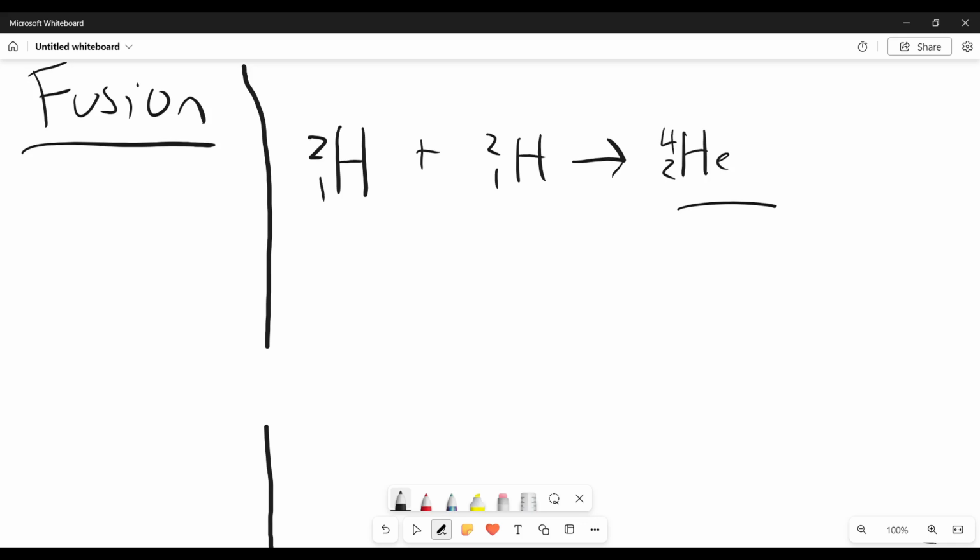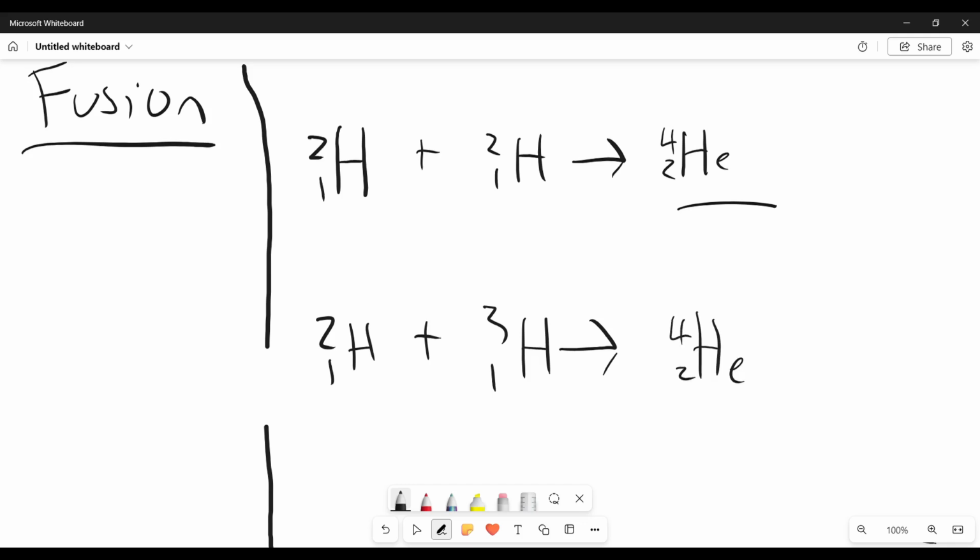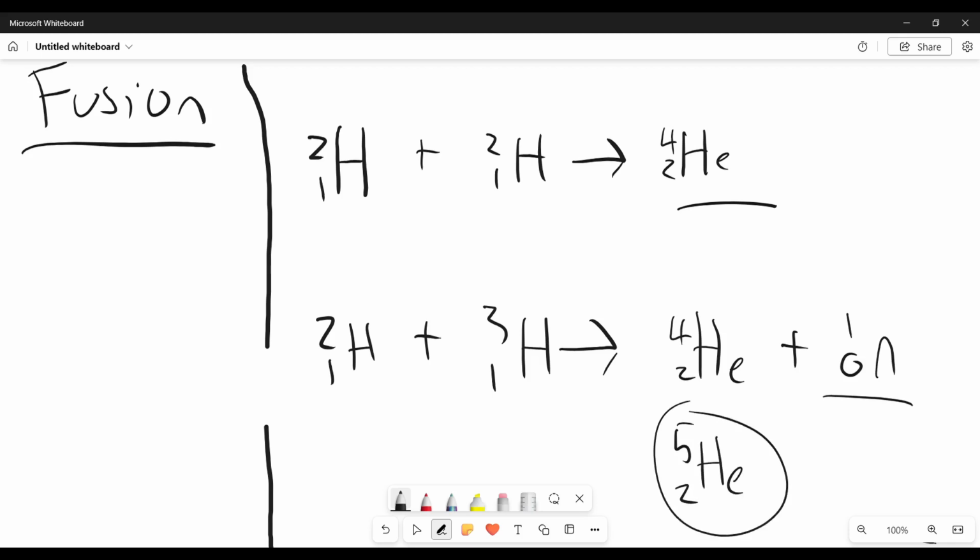Now, you might get an example later on where you get something like this. Hydrogen 1-2 and hydrogen 3-1. What do they make? Now, this can be a bit confusing. It's probably going to make He 4-2 with one spare neutron, which we just write like this. But you could also write He 5-2. That's another possibility. And that would be considered correct in most exam boards because they don't expect you to know fusion very well.